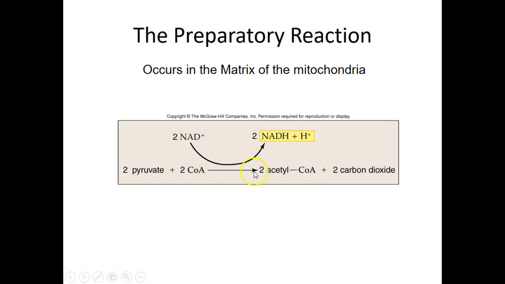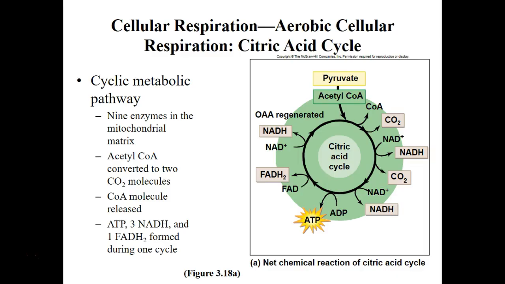So now we have 2 acetyl groups that are attached to coenzyme A, and they are going to enter the citric acid cycle. The citric acid cycle is a cyclic pathway, also known as the Krebs cycle for the individual that found it. This is a cyclic pathway that starts with a 4-carbon molecule called oxaloacetate. We have a 2-carbon acetyl group that is released into the citric acid cycle by coenzyme A. Coenzyme A goes back to the transition phase where it can then pick up another acetyl group.